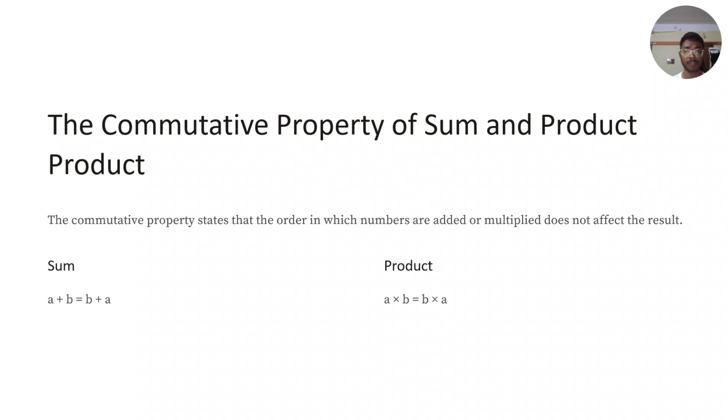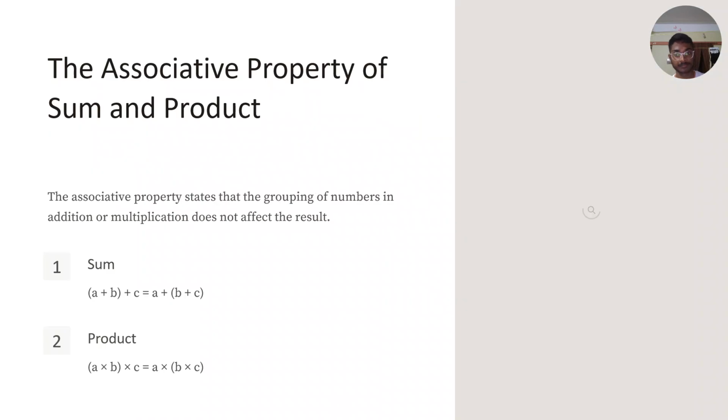Now a simple example we can take is a value a equal to 2 and b equal to 5. On adding 2 plus 5 you get the value 7, and similarly, on adding 5 plus 2 you get the value 7. Similarly for the product, you can take a as 2 and b as 2. 2 cross 2 is 4, and 2 cross 2 will give you the same value, 4. So on multiplying a cross b or b cross a, we get the same value, that is 4.